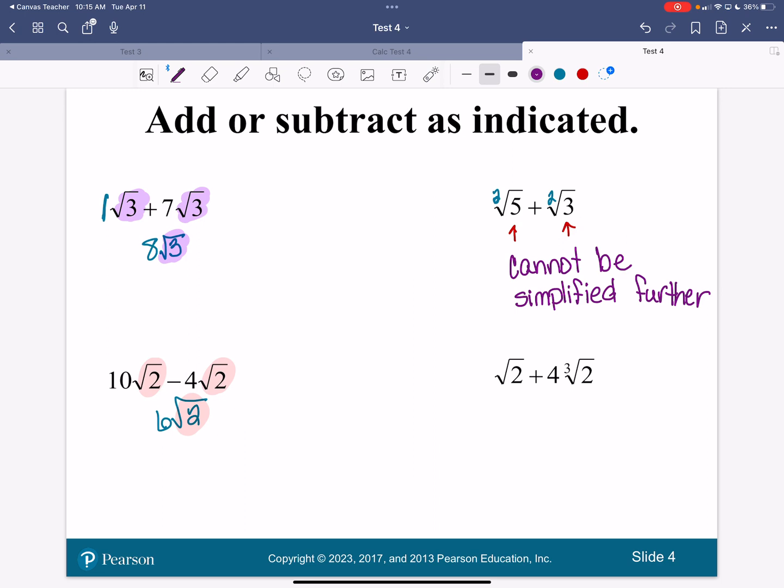Okay? Now I want you to look at the next one. Here I've got square root of 2, but here I've got cube root of 2. So our number inside the radical is the same, but this index is 2 and this is 3. So these are different. That means it cannot be simplified. So that is as simple as it goes. So this also cannot be simplified.